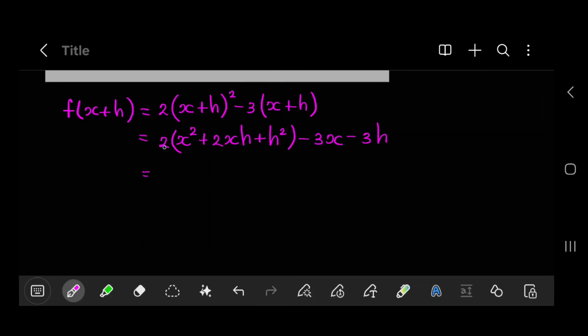I'm now going to take the 2 that's in front of the bracket, multiply it into the bracket with all 3 terms. That now results in 2x squared plus 4xh plus 2h squared. Don't forget about the next 2 terms, minus 3x minus 3h. Now we don't have any like terms, so we cannot simplify this any further. We can now go on to our first principles formula.